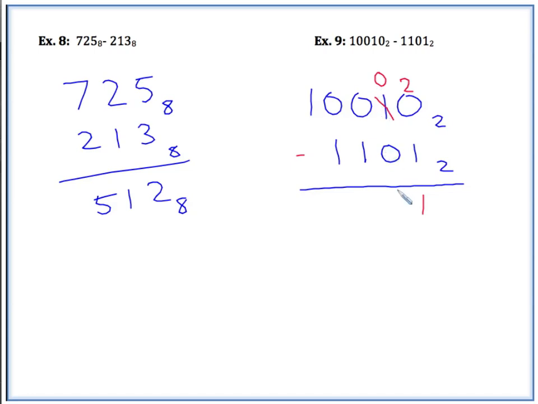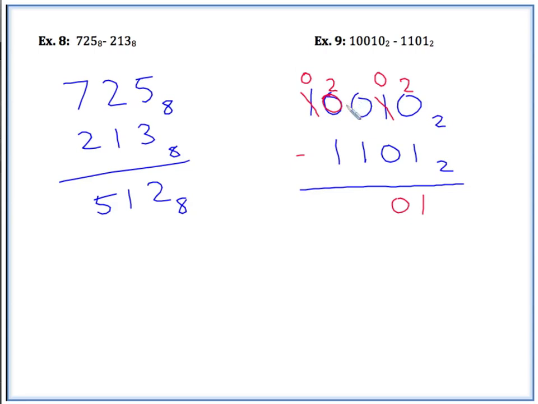Now 0 minus 0 is 0. 0 minus 1 we can't do. So we would look next door to borrow. But when you look next door, there's nothing there. So we can't borrow there. We have to look next door again. And so we're going to cross this off. That's going to go down to 0. And we're going to borrow the value of the base. So we actually put 2 here.